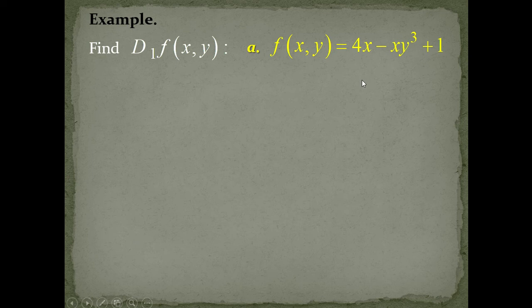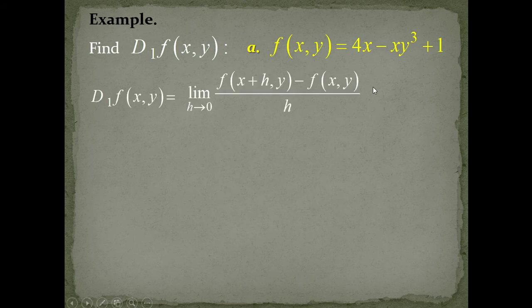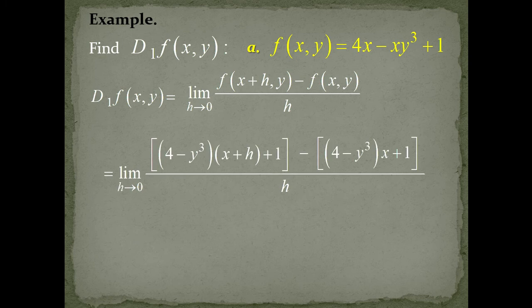So using the given definition, we just change x to x plus h for the first term of our numerator here. Using this formula, just change x here to x plus h. Then after that, you combine similar terms, then you do factoring, and you will see this.